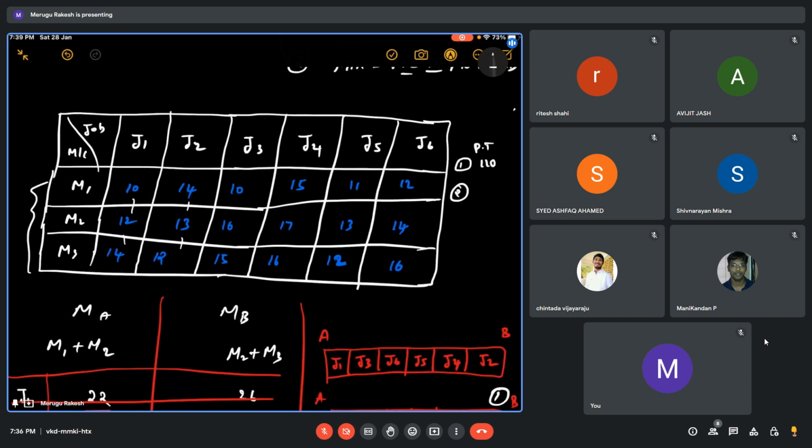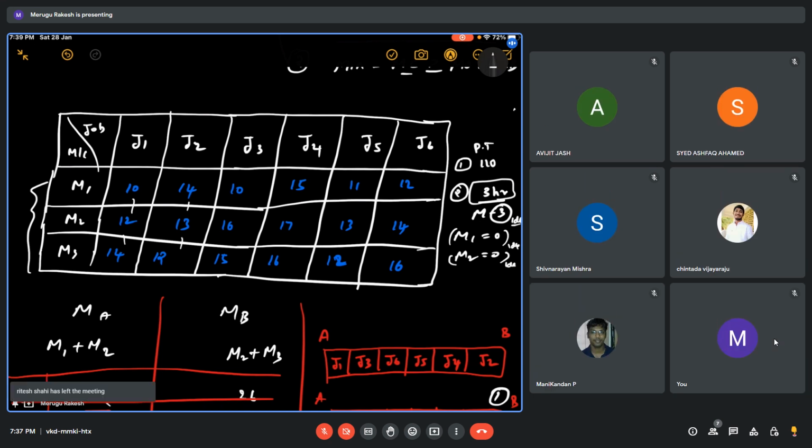For the first one, machine 1 and machine 2 will be like 0, but machine 3 will be just 3 hours. The other will be 0, 0. This is the idle time. See the value, just check yourself.